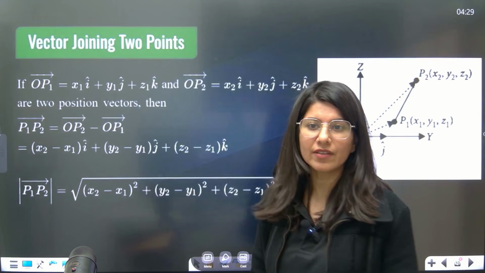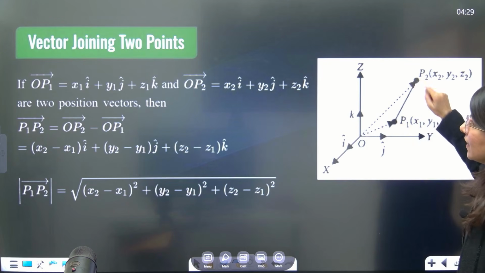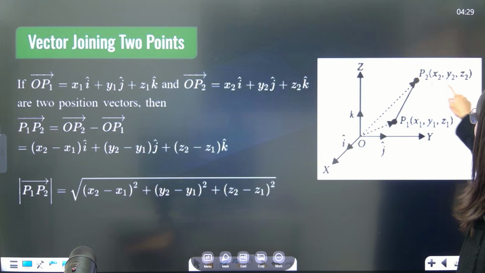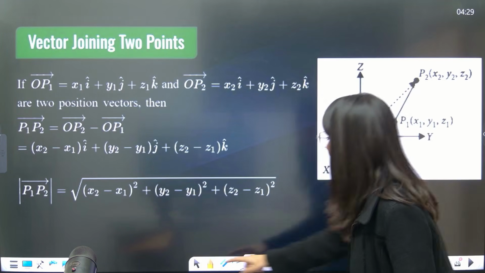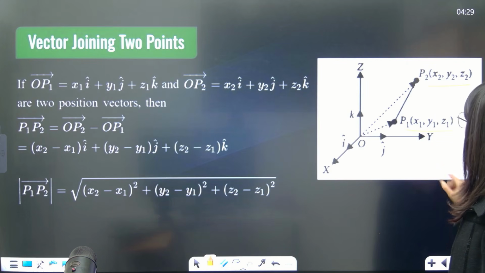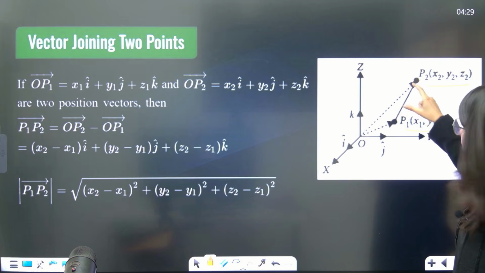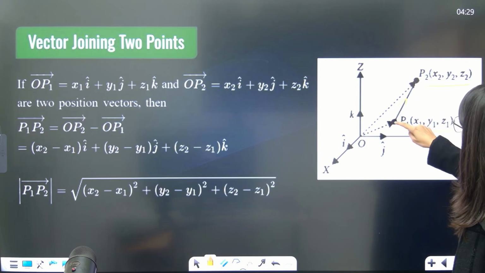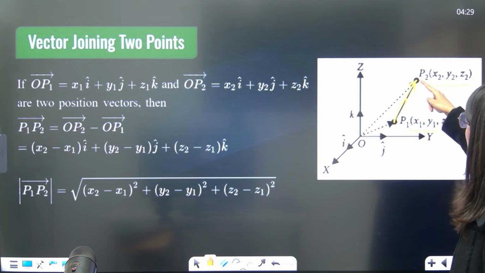So over here, you can see that you have got 2 points, P1 and P2. P2 is x2, y2, z2, and P1 is x1, y1, z1. Now, if you want to write the P1P2 vector, from P1 to P2, this is a vector joining the 2 points.